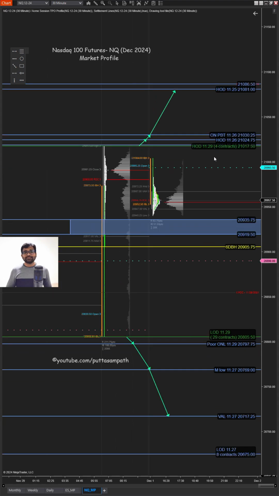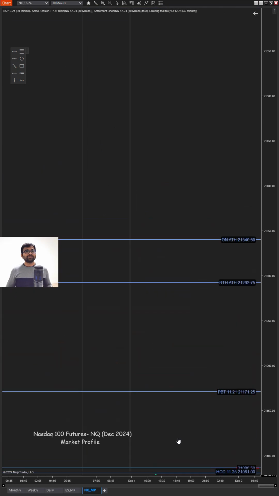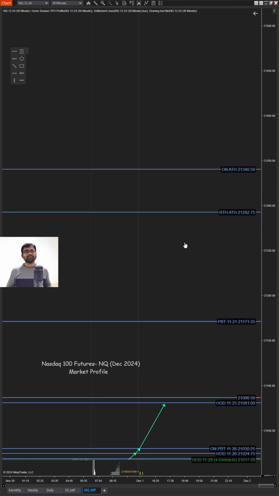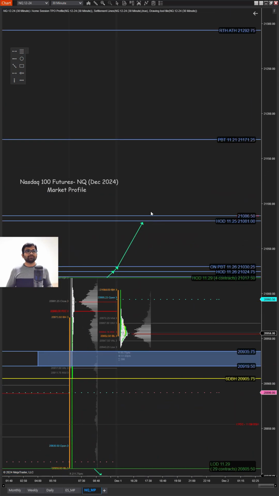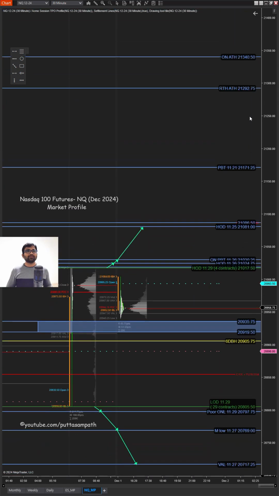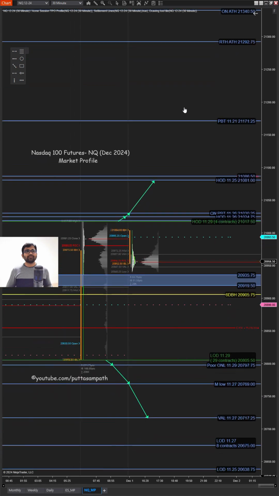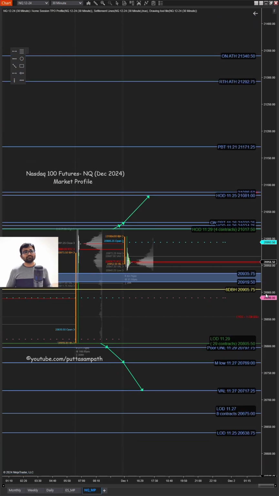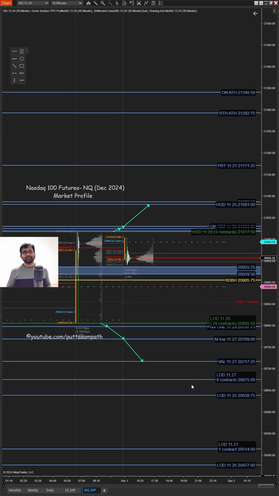However, coming to the Nasdaq 100 futures, the all-time high is still built in the overnight session, which is 21,340.5. So keep a lookout for that one. That would be our target in the coming weeks. So without retesting the all-time high, I don't anticipate a big drawdown on the indices. With that being said, trade safe everyone.